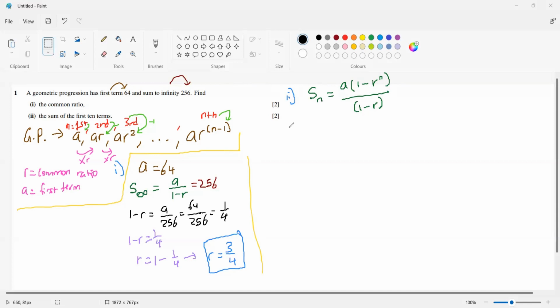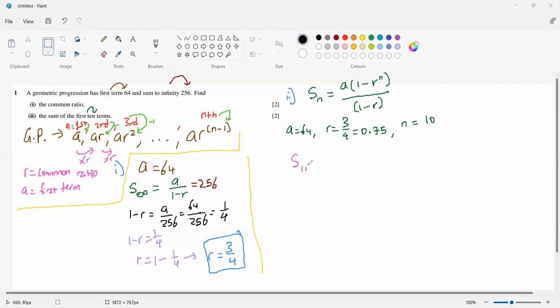In this case, we've got the A, 64. We've got the R, we just found it, 3 over 4. I prefer writing it as 0.75, easy to key in on the calculator. And then we also have the n, which is 10, because it's the first 10 terms. Let's substitute and calculate this first.